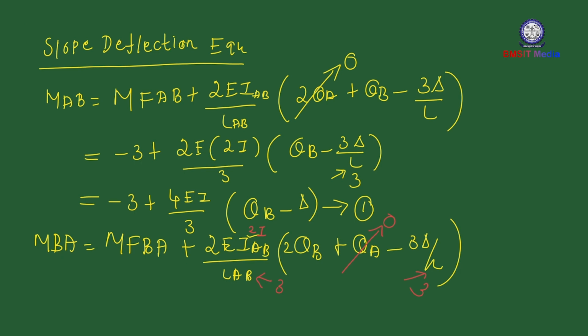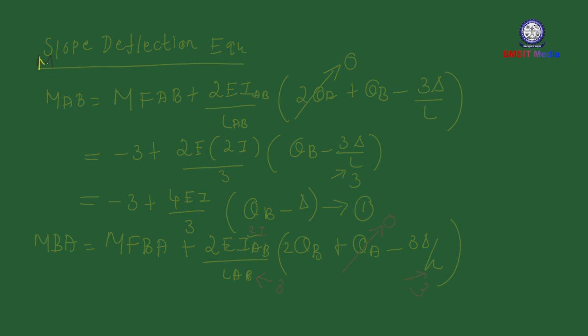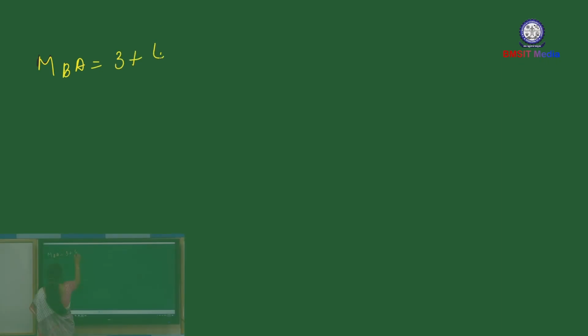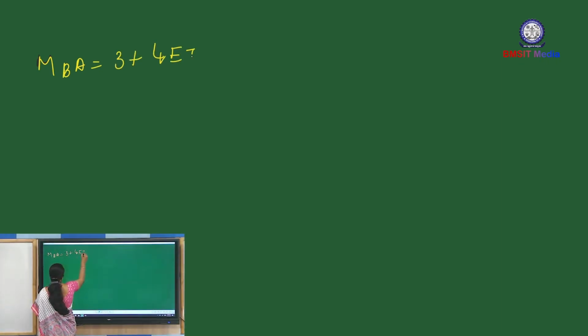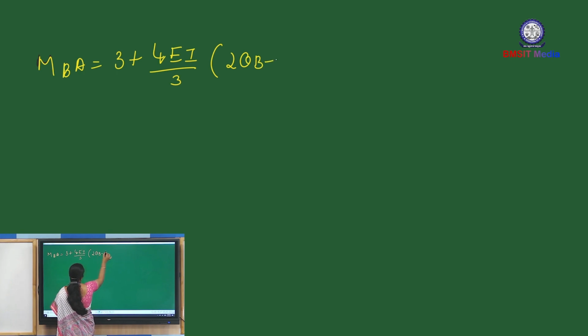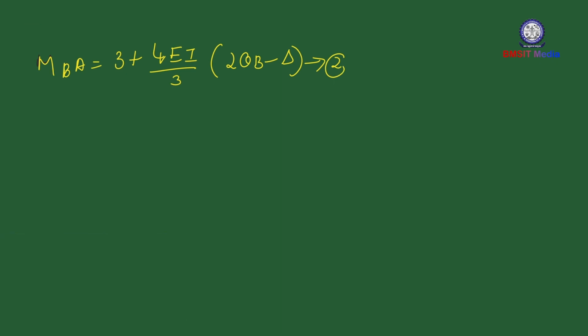So now substitute all those values. The final equation is MBA equal to 3 plus 4EI divided by 3 into 2 theta B minus delta. This is equation number 2. So now we have to write down the equation for span BC.